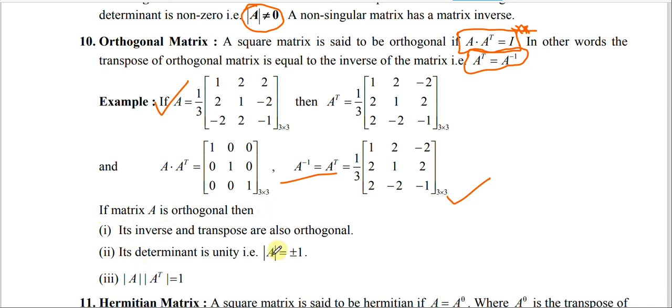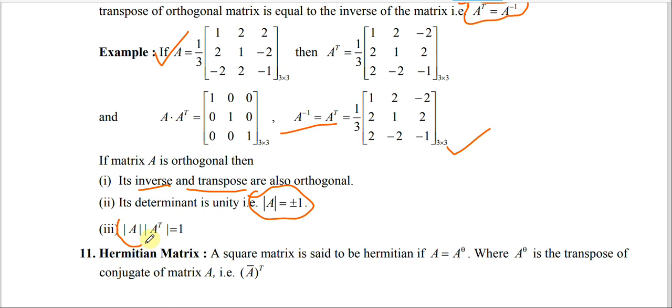If A is an orthogonal matrix, then its inverse and its transpose are also orthogonal matrices. Its determinant value will always be plus or minus 1. Remember this for objective questions. The product of the determinants will be 1, because A equal to A transpose we know, and its determinant value is 1, so the product will be 1.